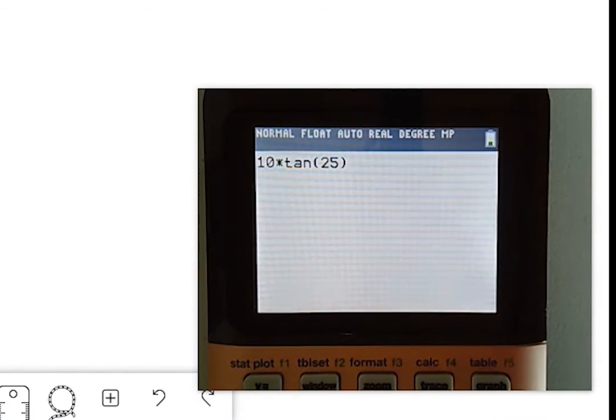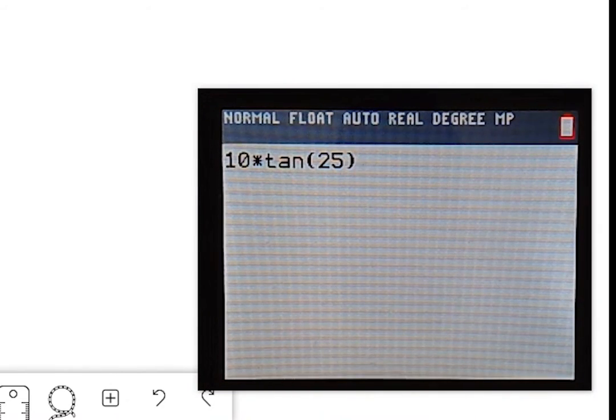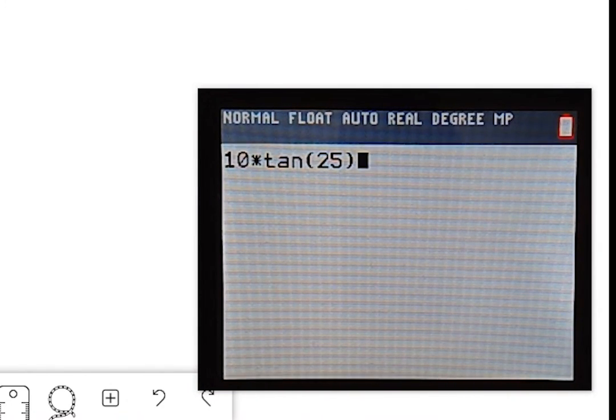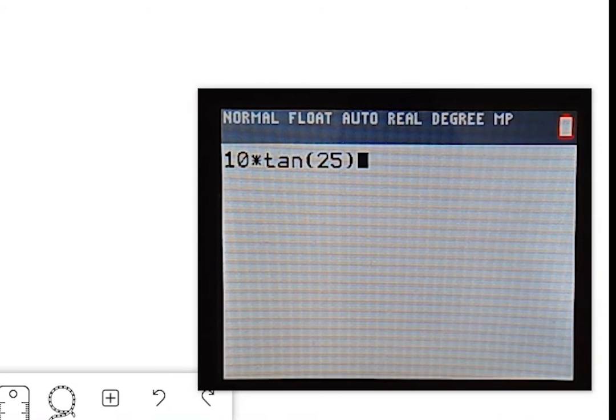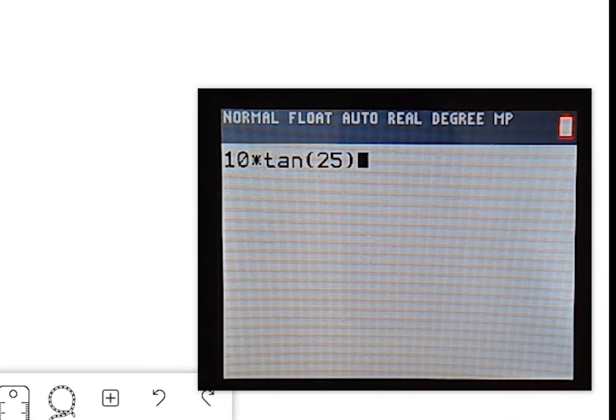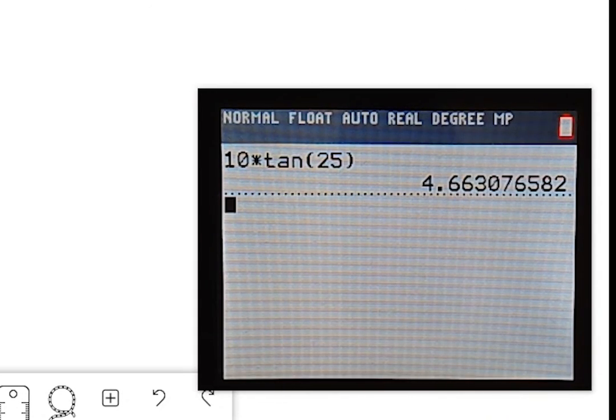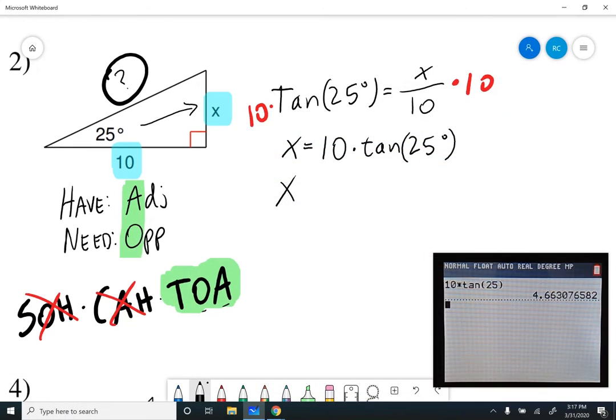And then I need to check also, am I in degree mode? Remember from the last video, you want to be in degree mode because we're dealing with degrees. If I wasn't in degree mode, I would have to go into a menu and change that. 4.66. Now, it can be very tempting to go through these very quickly once you start seeing the pattern, but it can be easy to mix up multiplication and division or flip something over, so do be careful.